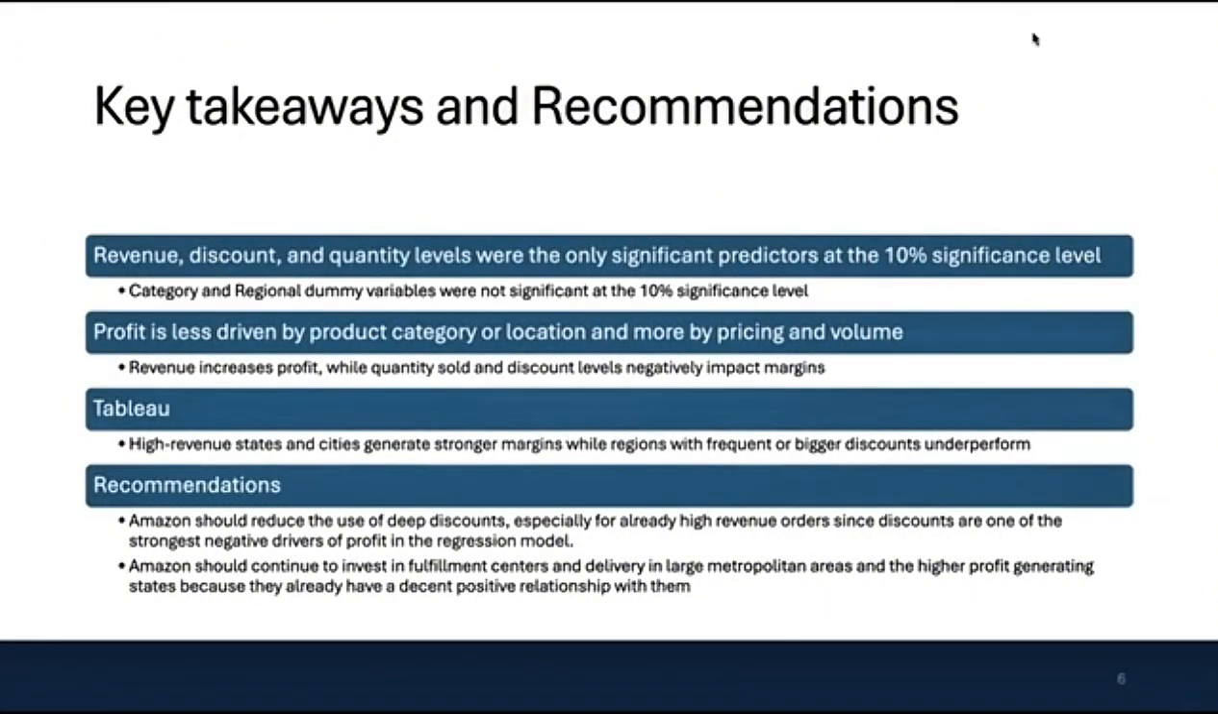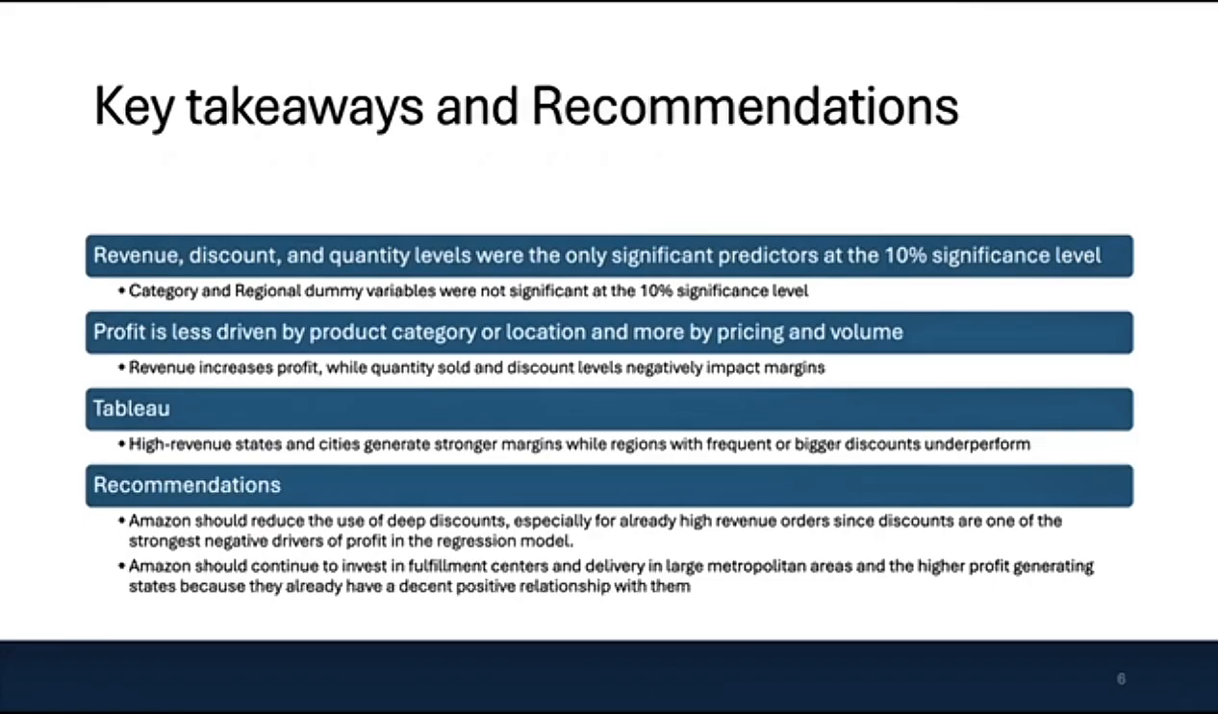All right, now key takeaways and recommendations. These statistical findings combined with the Tableau insights point to several key takeaways and recommendations. The regression analysis allowed us to test which factors were statistically driving profitability while holding all other variables constant.